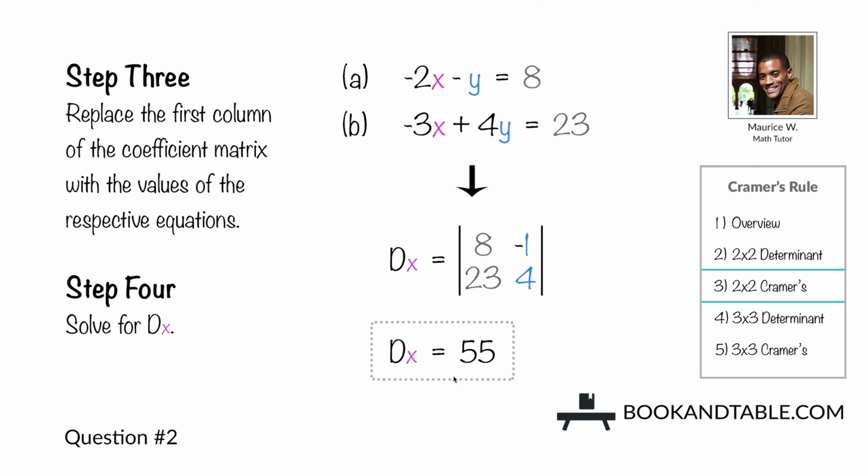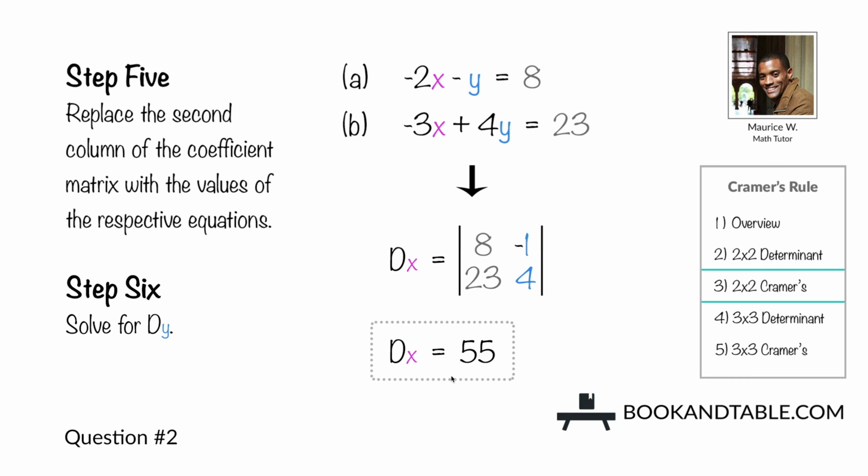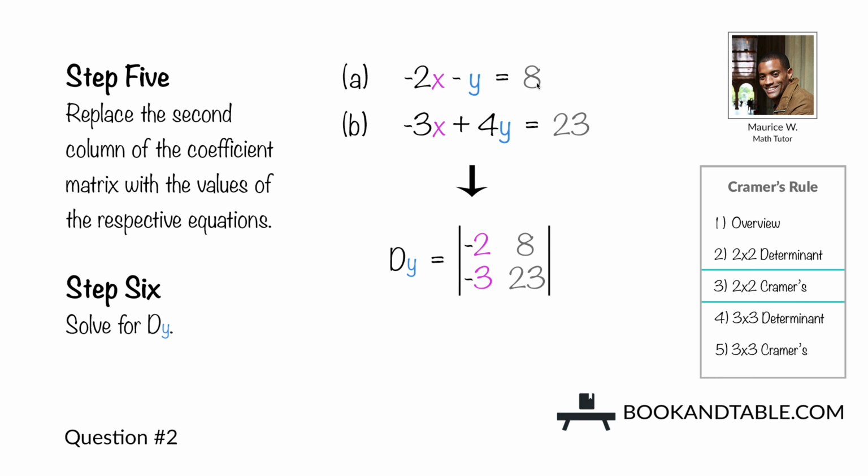So now we can put dx to the side and focus on finding dy. To find dy, you want to replace the second column of the coefficient matrix with the total values of the respective equations, 8 and 23. So we have negative 2, negative 3 in the first column, the coefficients of the x terms. And in the second column, we have 8 and 23, the total values of the equations.